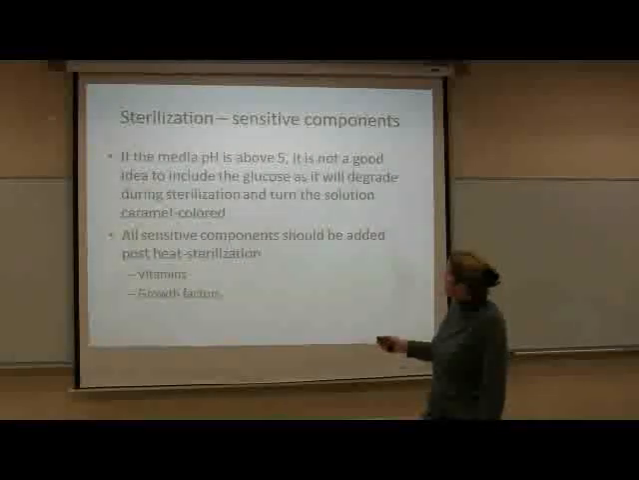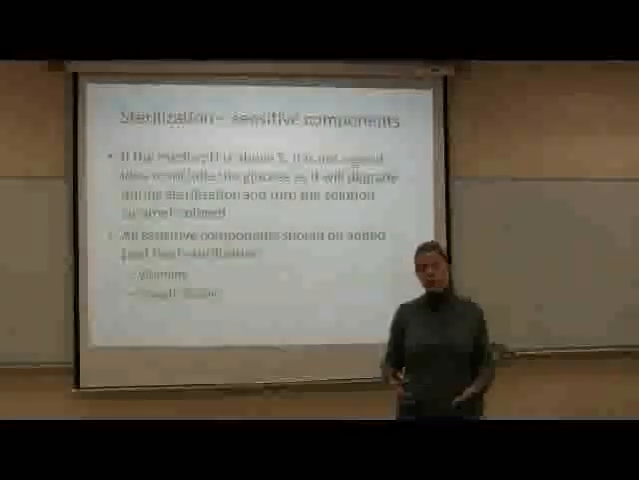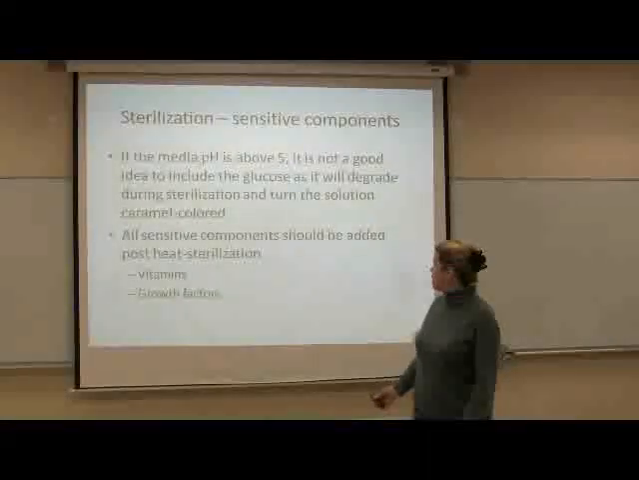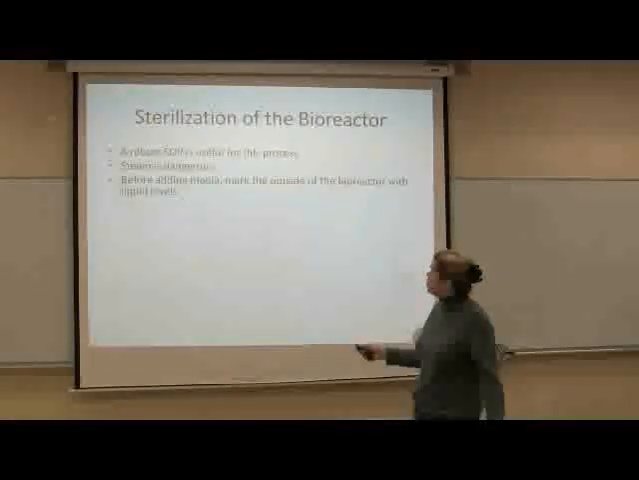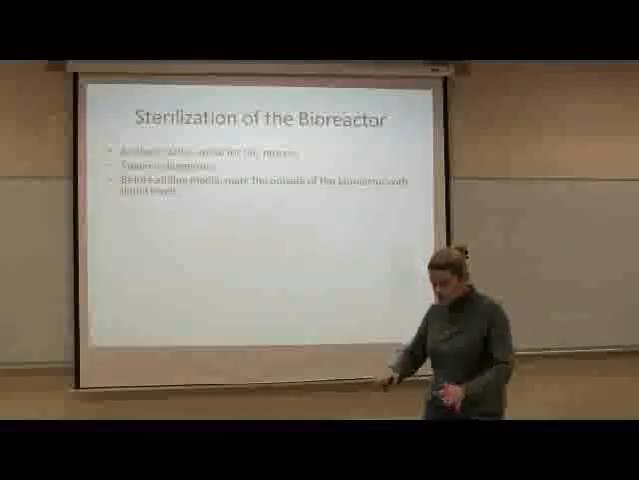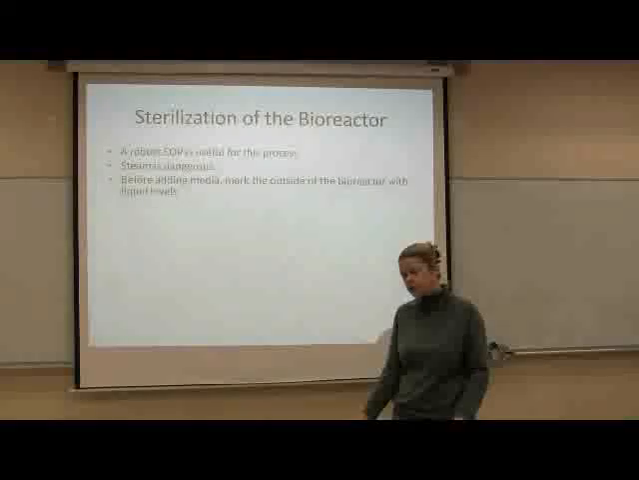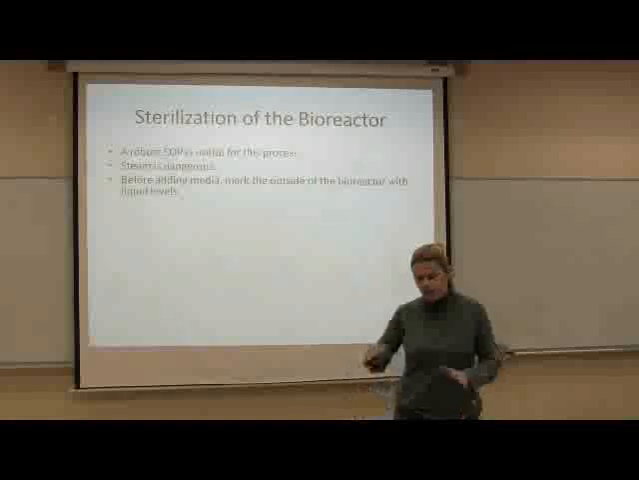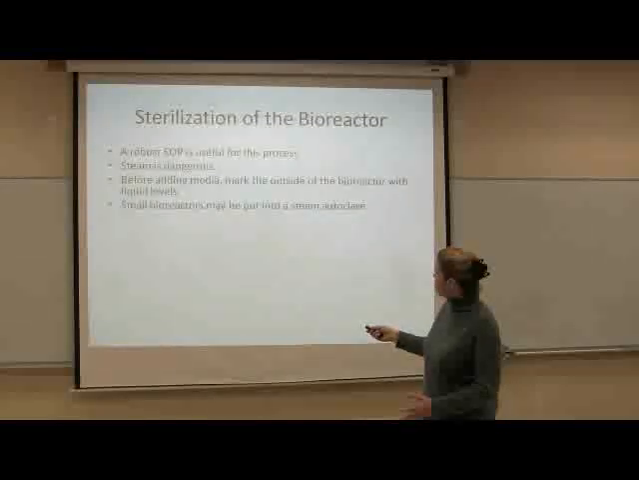And one thing to point out is that if the media is above pH 5, you don't want to autoclave the glucose together with the media because you will caramelize it. Okay. One thing to note is that we have a big pressure cooker in the lab that we're going to use to autoclave the bioreactor, and we are going to do that carefully. We can prepare the bioreactor, and I think I have described here how to prepare it. And then we're going to put it right down.